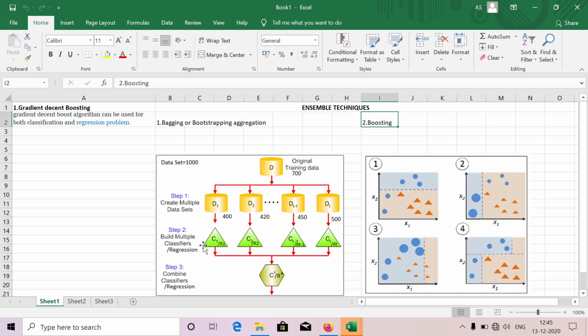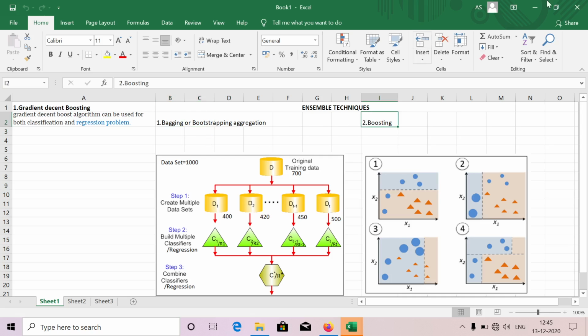Similarly, in the case of regression, regressor 1 gave the prediction 10, regressor 2 gave 20, regressor t minus 1 gave 30, and regressor t gave 40. Here I add all the results and divide by 4. I am just aggregating all the results, and that is my prediction. This is how training and prediction work using bagging, or bootstrapping aggregation. Mainly random forest follows this technique.